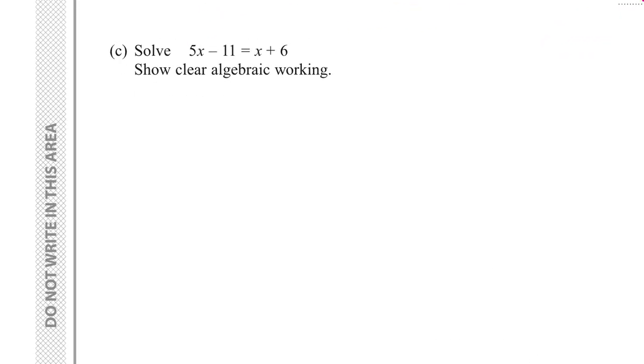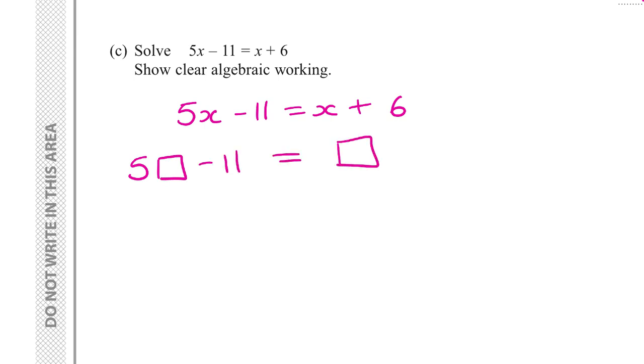Okay, the last one. C, solve 5x minus 11 equals x plus 6. Whenever we solve equations, we want to find what x is. What we're saying here is 5 times a number minus 11 is the same as that number plus 6. Okay? Now we have to use a balancing scale here. I want the box on its own. So we could add 11 to both sides to get rid of this 11. Whatever I do to one side, I have to do to the other.